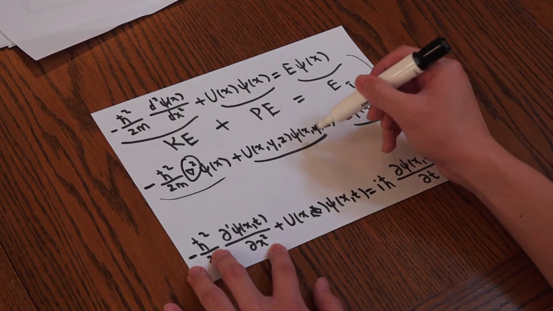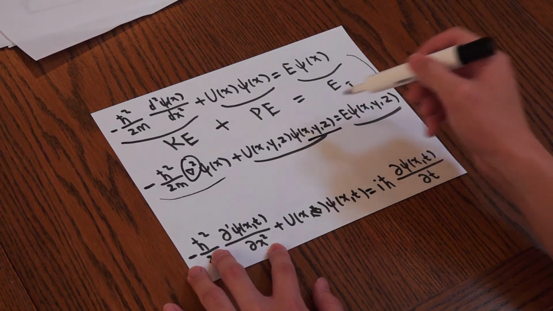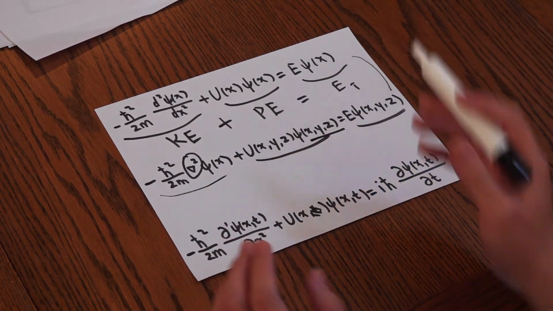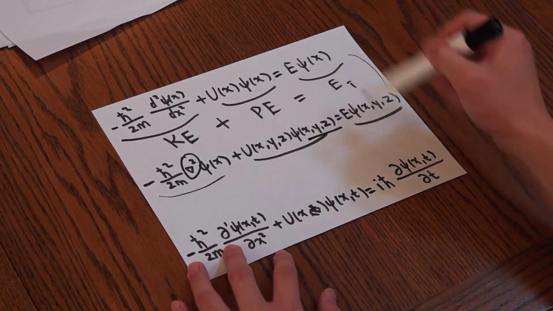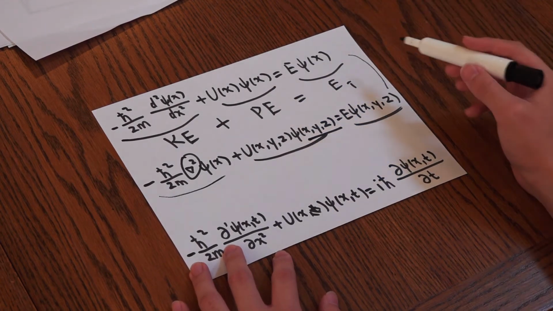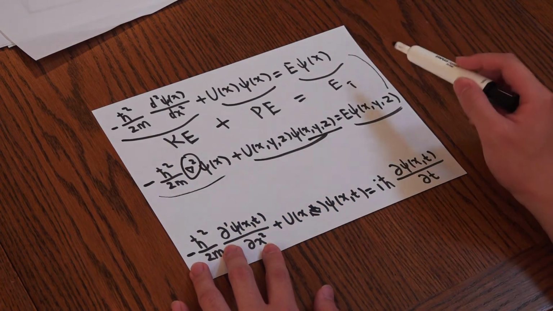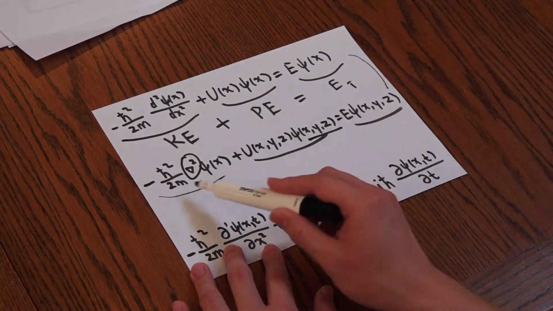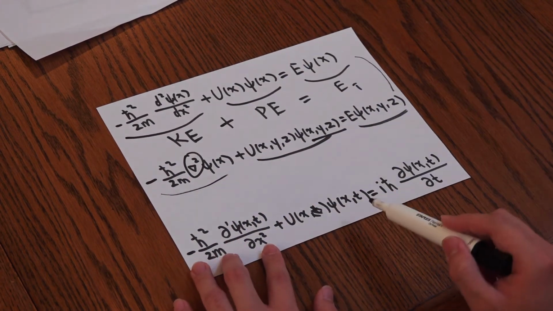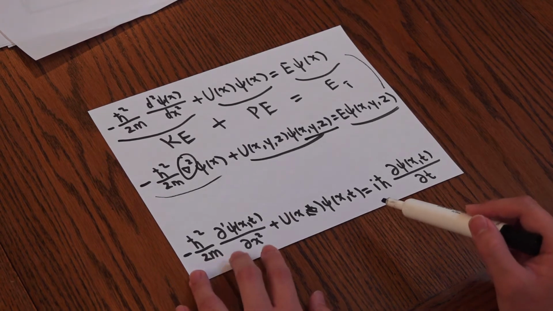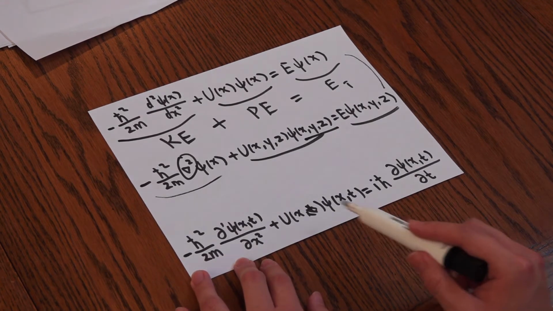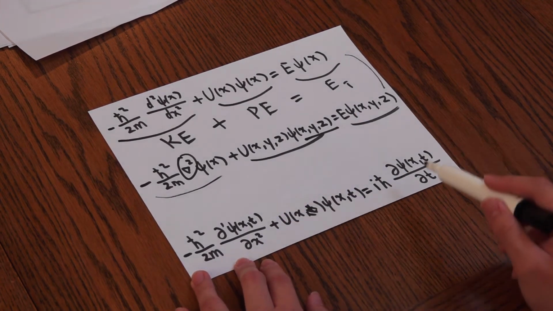So the 3, as you can see here, are the three coordinates in 3D space. So these two are both time-independent Schrodinger's equation. The only difference is that the first one is in one-dimensional space, and the second one is in 3-dimensional space. And the last one is called time-dependent Schrodinger's equation. And what this tells us is that energy does change over time.